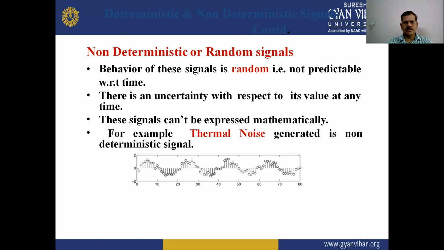Non-deterministic or random signals. In these random signals, the behavior of the signal is random, not predictable with respect to time. So there is an uncertainty with respect to its value at any time. These signals can't be expressed mathematically. For example, thermal noise is a non-deterministic signal. You can see this in the diagram of waveforms.